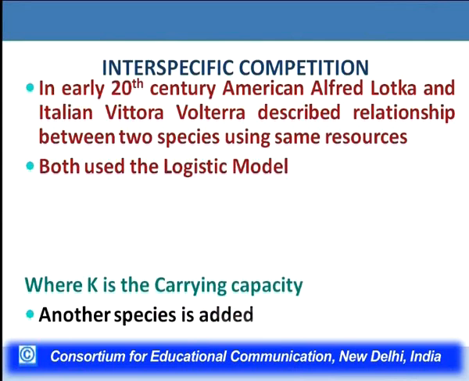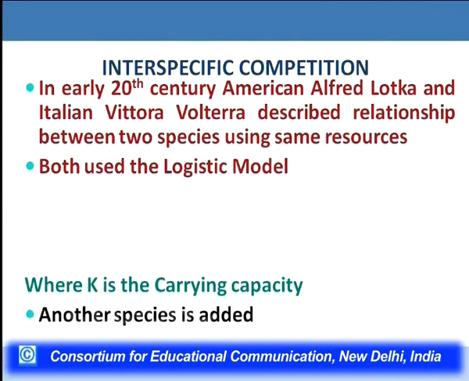Now this particular interspecific competition which we talk of has been talked about in detail by designing mathematical models, and two scientists, the American Alfred Lotka and the Italian Vittorio Volterra, described the relationship using mathematical models, and both of them used the logistic model of population growth. And they basically talked about how a population is going to increase till its carrying capacity when another population is also present in the region.